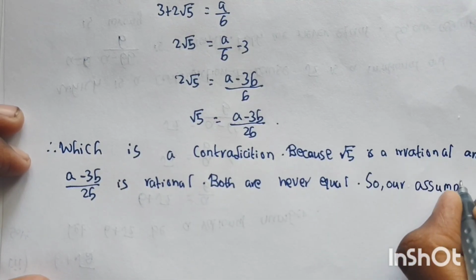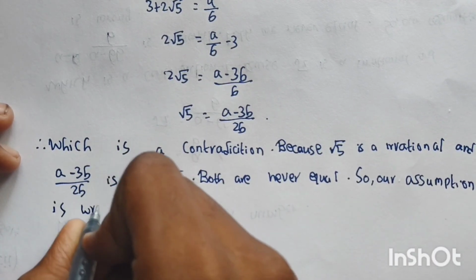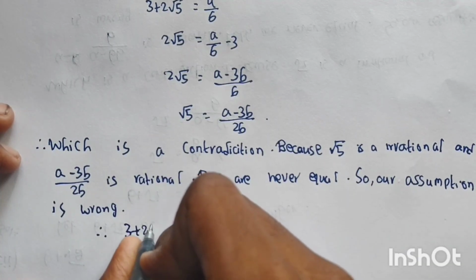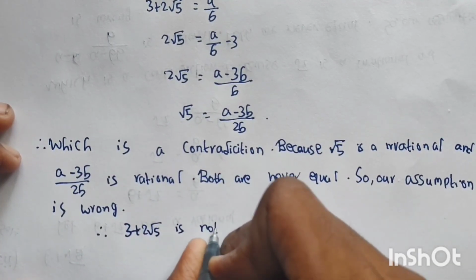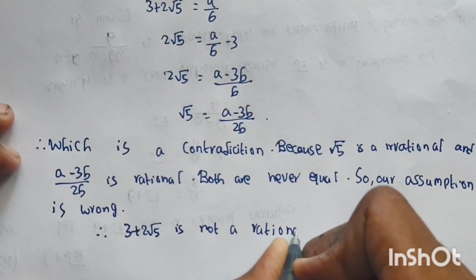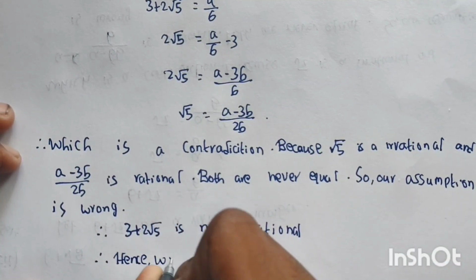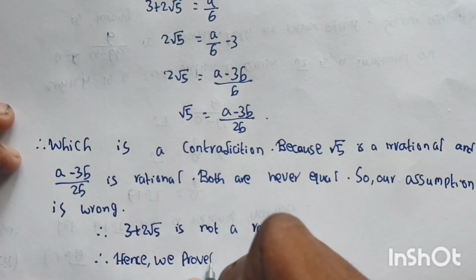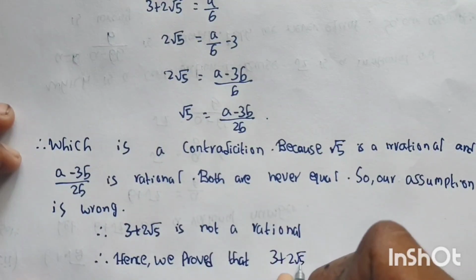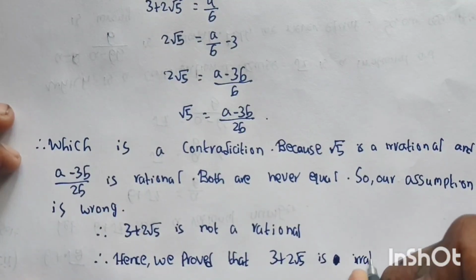Assumption is wrong. Therefore 3 plus 2 root 5 is not a rational. Hence we proved that 3 plus 2 root 5 is irrational.